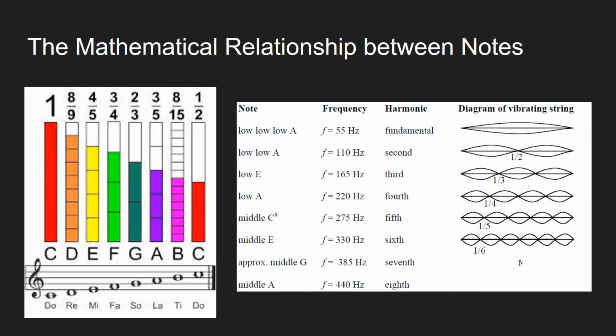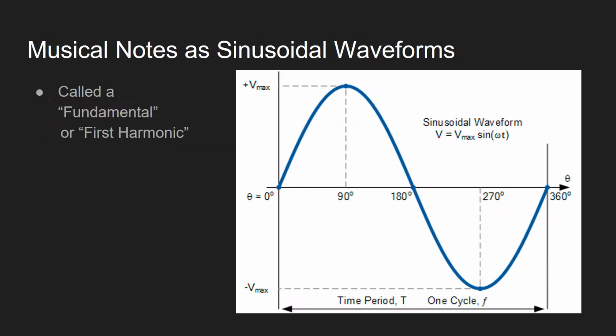It is commonly known that there is a mathematical relationship between notes. On the left image, we see notes that correspond to different fractions, and on the right, we see notes that correspond to different frequencies. In math, musical notes are represented through sinusoidal waveforms, and in music, we call these pure notes or fundamental notes or first harmonics.